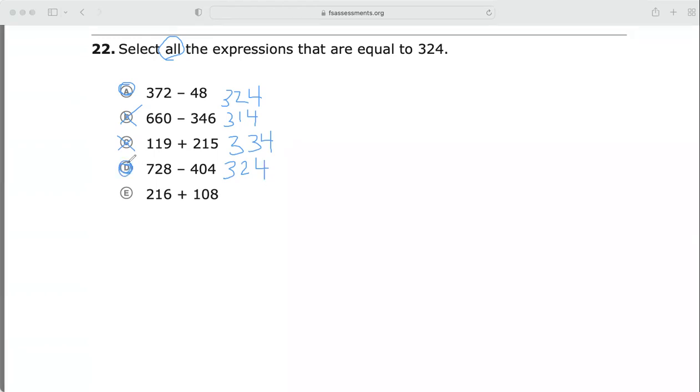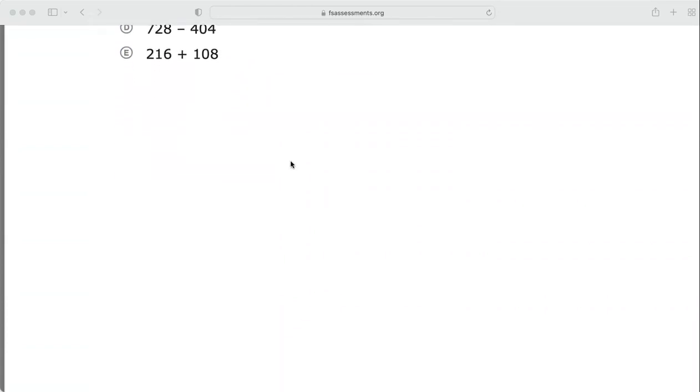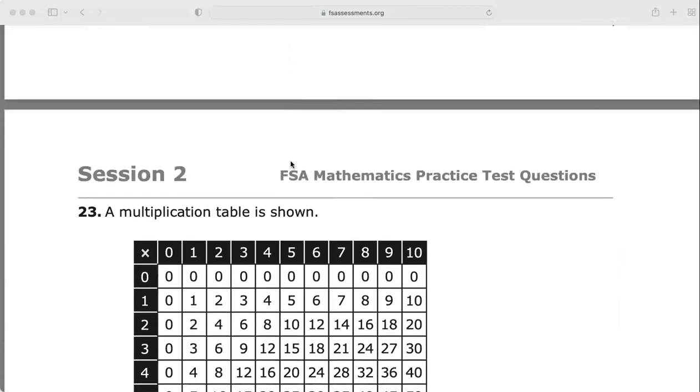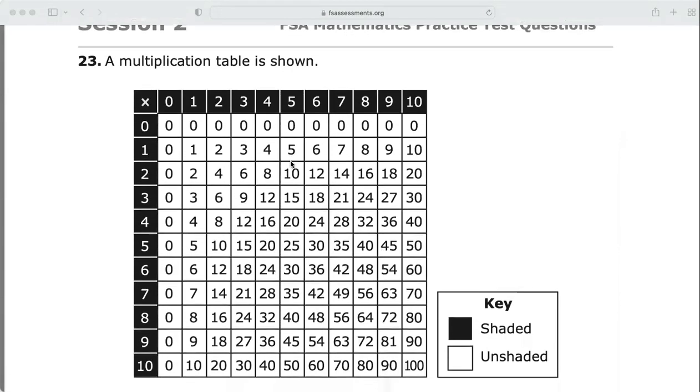And then E, 216 plus 108 is 324. So that is also a correct answer. So A, D, and E are all correct. What I find, especially with students that I work with, is a lot of mistakes happen because they're not thorough and they go too quickly when answering questions. So they might have missed one of the answers.